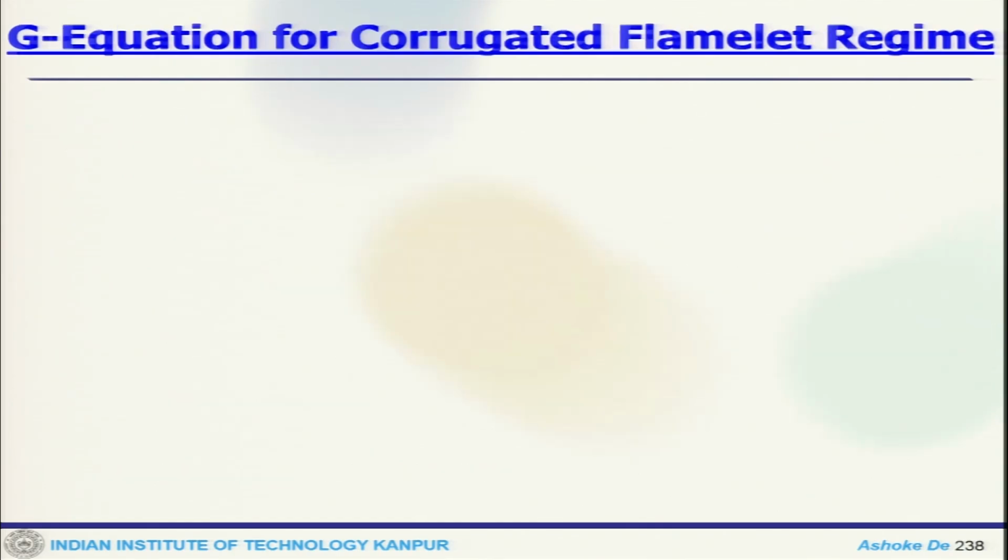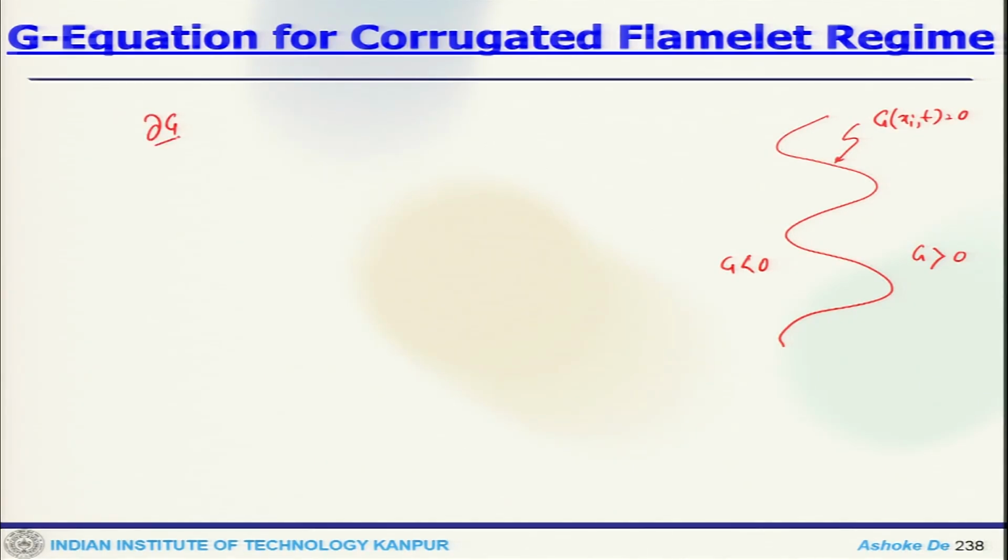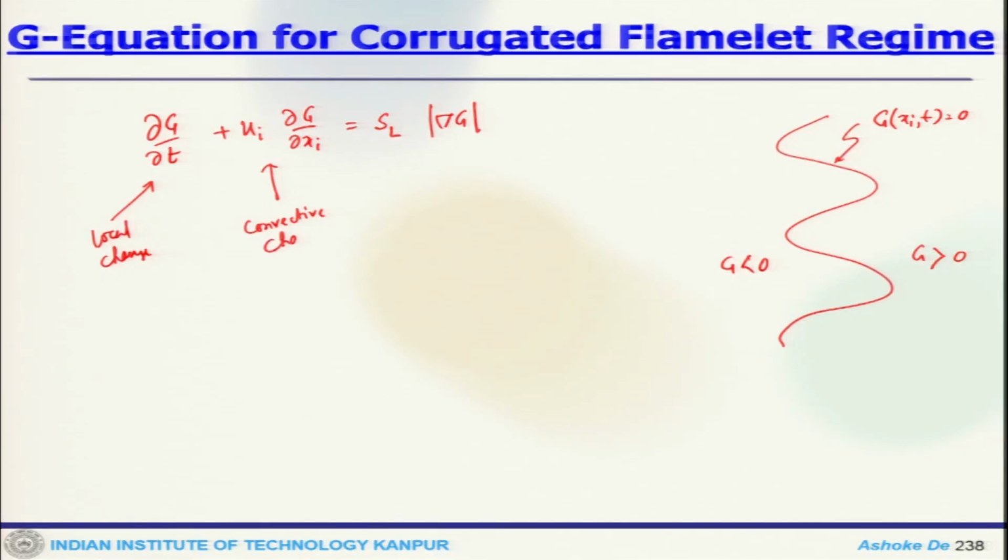So now for this flame front, where this is G less than 0, G greater than 0, and this is G of x, t equals 0, you have del G by del t plus ui del G by del x_i equals SL modulus of gradient G. So this is our local change, this is the convective change, and this is the progress of the flame front by burning velocity.